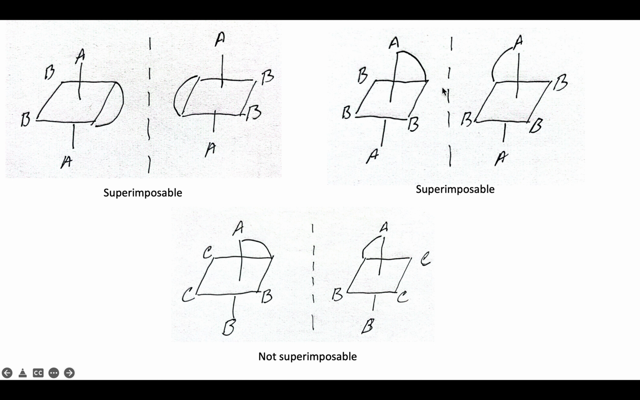Same with this particular one. I could then spin it around and return it to where it was originally. This bottom one, as an example, would be non-superimposable. When I look at the mirror image, no matter how I could spin it, rotate it, it wouldn't return to the original.